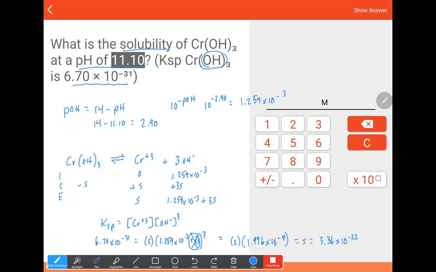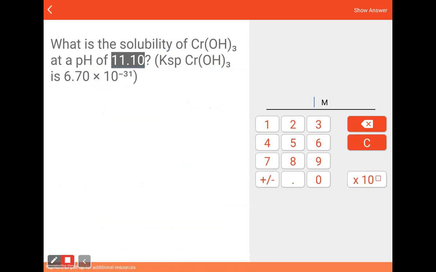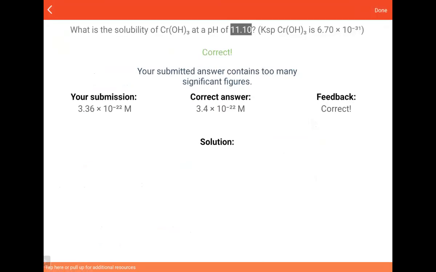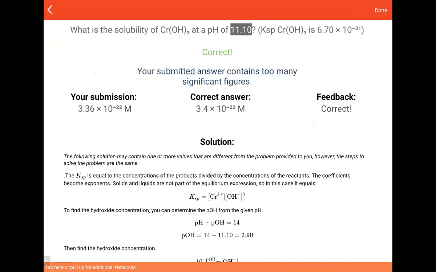So I keep extra significant digits as I'm working through, and then I go down to the 3 when I am finished. So 3.36 times 10 to the minus 22nd. So very insoluble still, especially with that common ion.